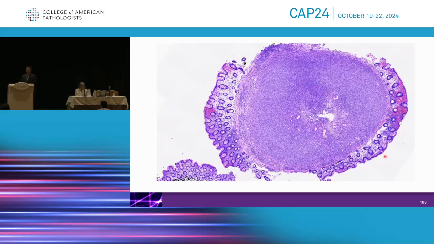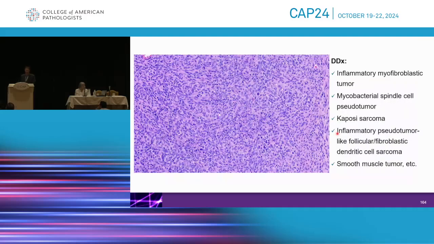You can see lower power. The mucosa surface is totally normal, right? Essentially normal mucosa, but in some areas you do see a well circumscribed nodule. And if you go to higher power, you can see the nodule is composed of spindle cells. The spindle cells are very bland. And then you can see some lymphocytic infiltration.